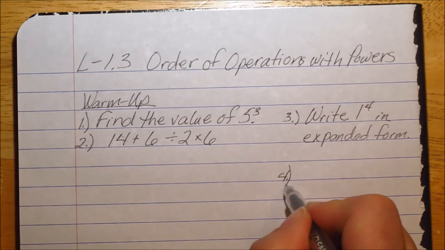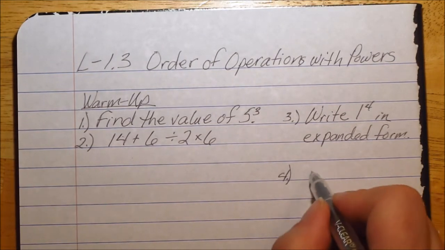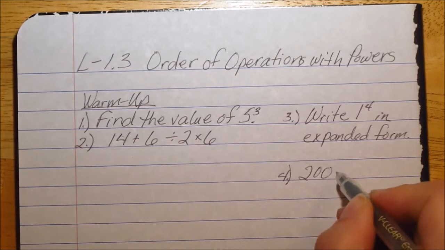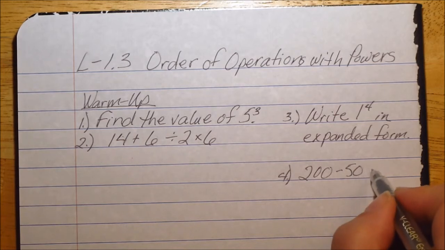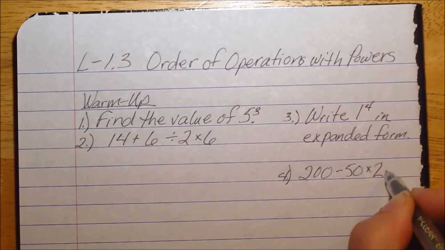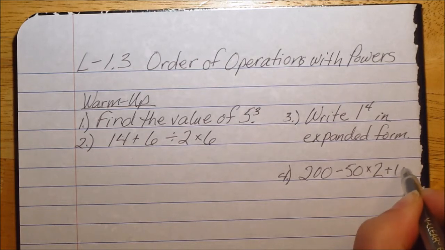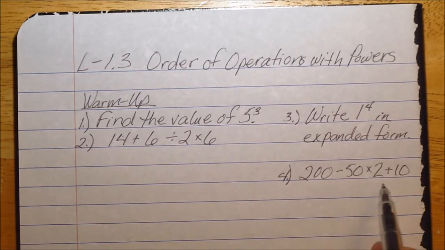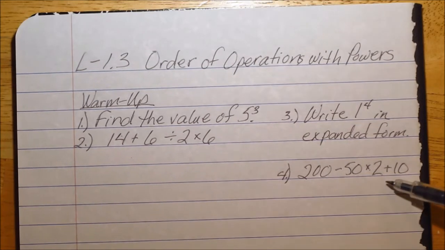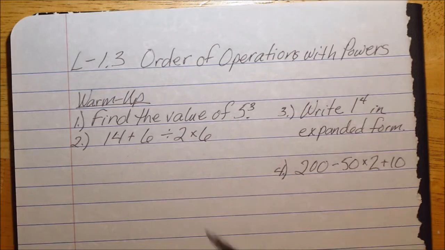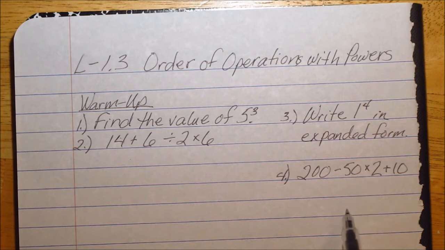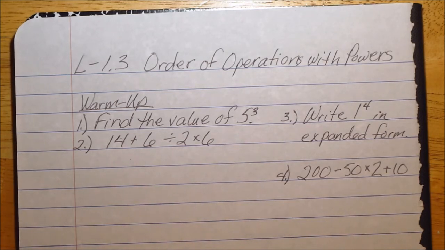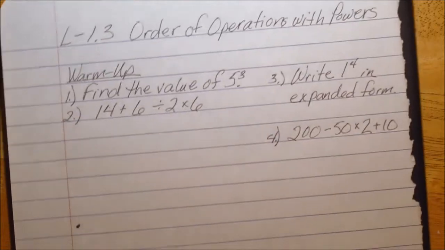So number 4 is find the value of this expression. 200 subtract 50 multiply by 2 and plus 10. Again, order of operations here. Refer to lesson 1.1 if you are unclear. So let's leave a few lines here for the work that needs to be done there. And let's see, I think there's 3 operations. So 1, 2, 3. Let's put our I can statement right here.